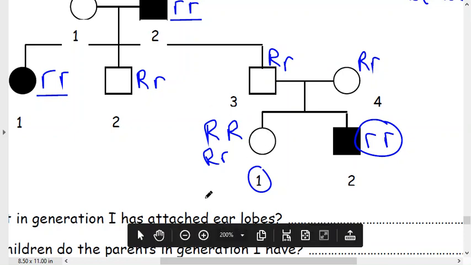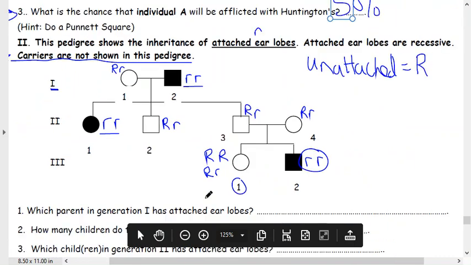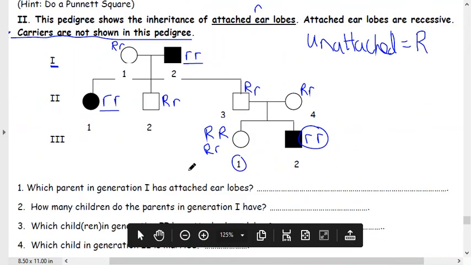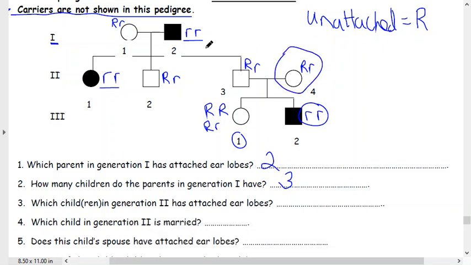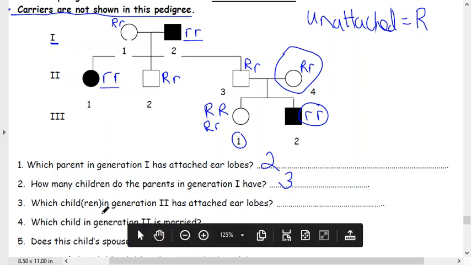So if we zoom out, which parent in generation 1 has attached earlobes? Well, that's individual number 2 right here. How many children do the parents in generation 1 have? They have 3 children. Remember, this person over here does not count. They're not attached to this line. Which children in generation 2 have attached earlobes?